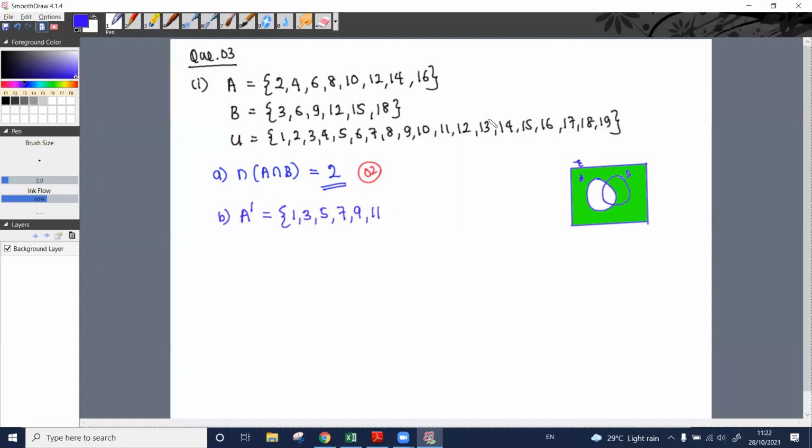belongs to A dash. 12 is there. 13, 14 is there. 15, 16 is there. 17, 18 and 19. So this is the A dash set, the complement of A. If you got this one correct, then give 3 marks. If you write a probability or a number of elements here, it is wrong. You need to express the set A dash.